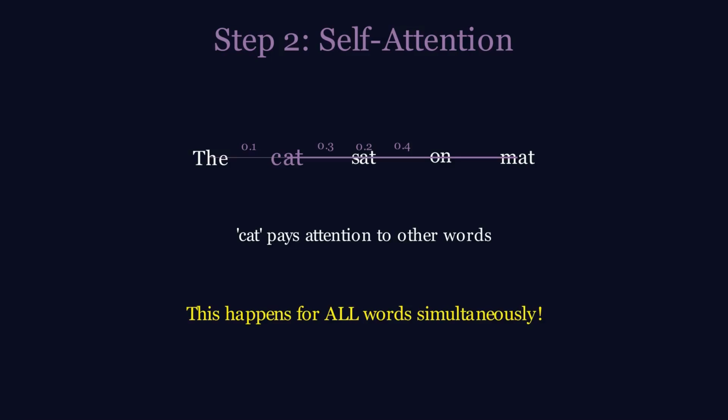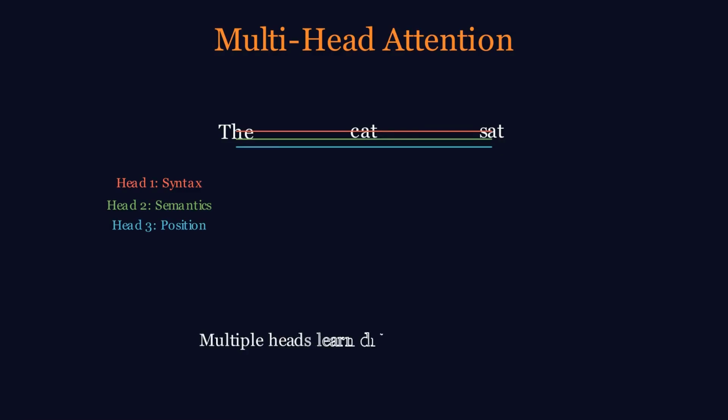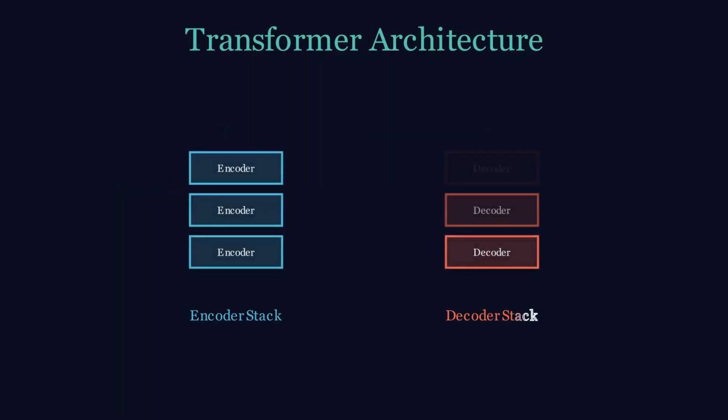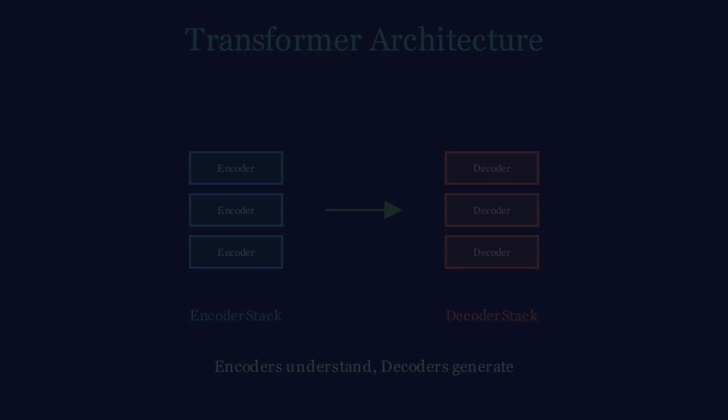Multi-head attention. The model uses multiple attention heads. Each head learns different relationships: one might focus on syntax, another on semantics, and another on positional relationships. Transformer architecture. The full architecture has encoder stacks that understand the input, and decoder stacks that generate output. Information flows between them through attention mechanisms.